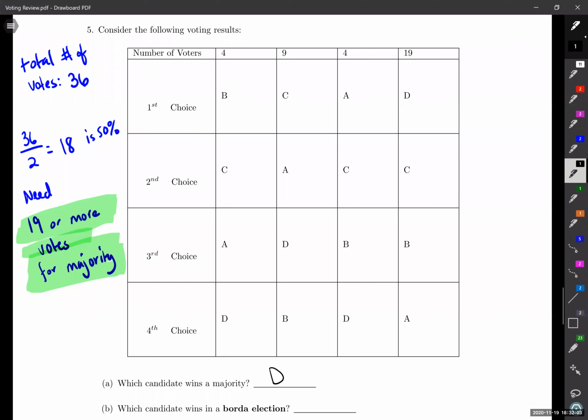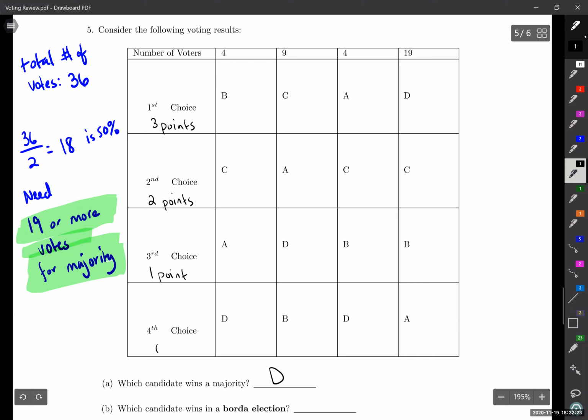Isn't it always 1 less than the number available? So if we have 4 available choices, the first place gets 3 points. Always 1 less than the number available. And then to figure out the remaining points, you just give 1 less each time you go down. So 2 points for second place, 1 point for third choice.